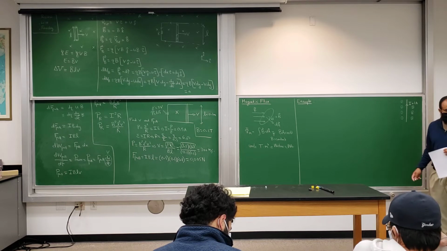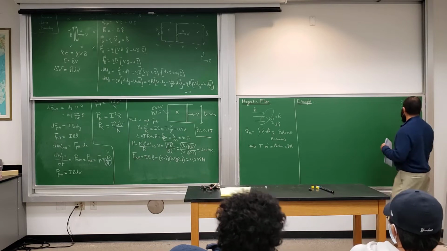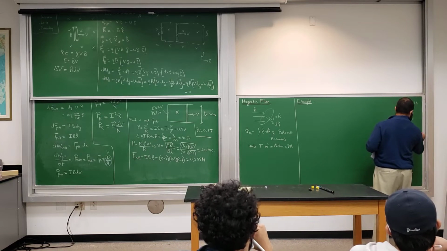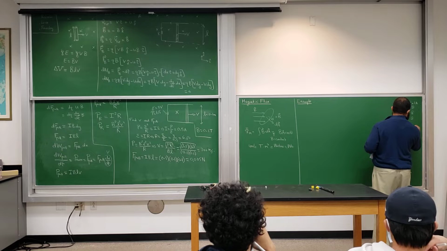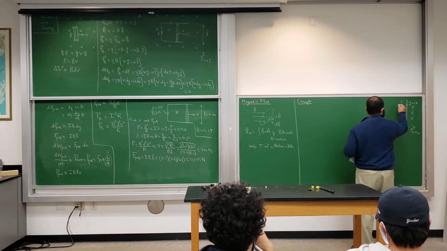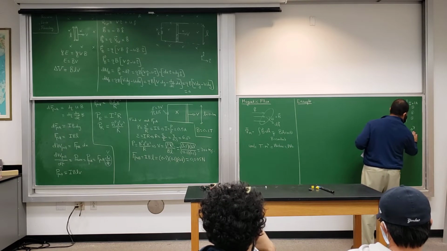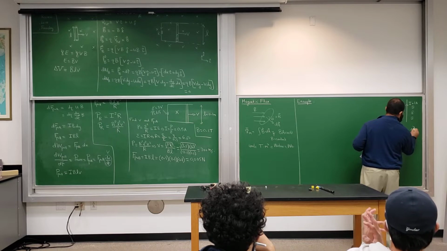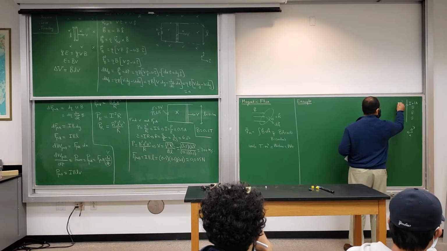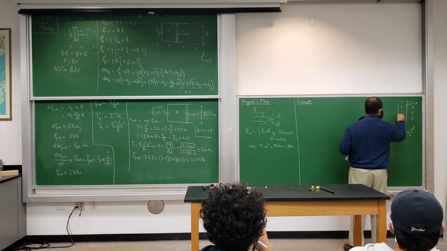Suppose I have a loop, and the loop looks like this. By the way, let us choose a coordinate system. Here's x, here's y. Or here's x. So here is the loop.